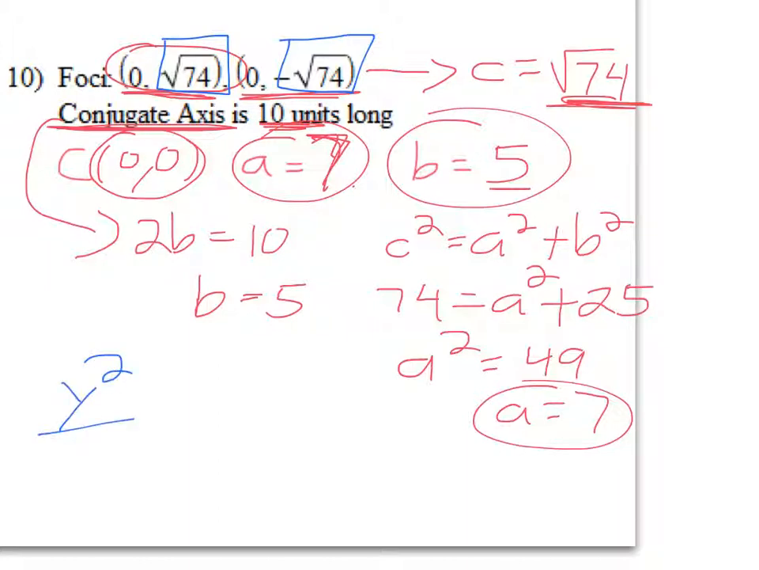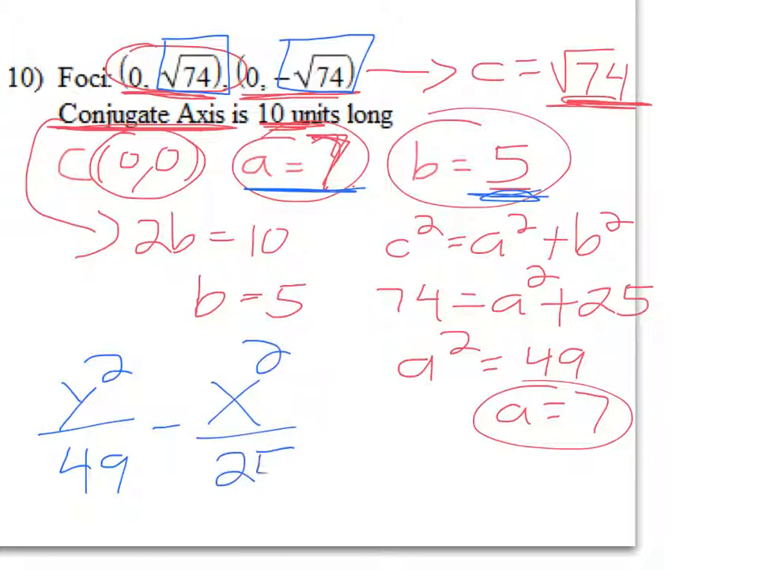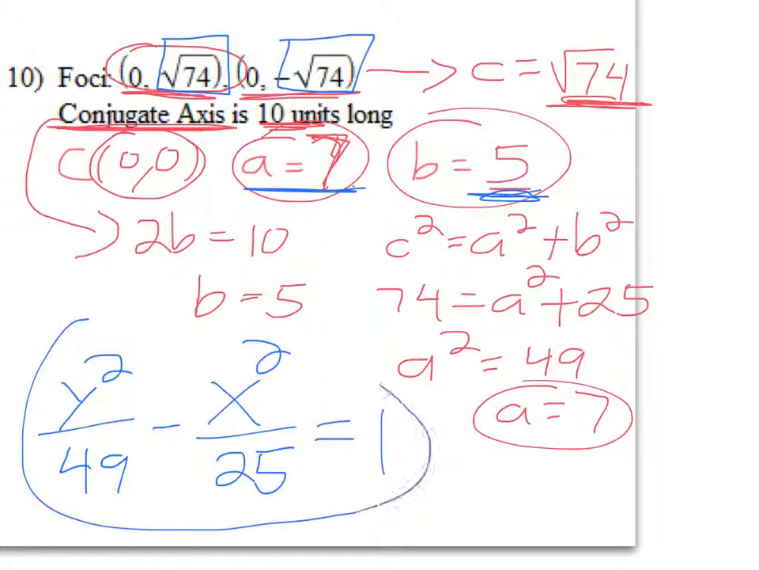Okay, that's over a squared. So if a is 7, we get a squared to be 49. Then we have minus x squared over b squared. And if b is 5, then we put 25. And then it just equals 1. So this is the answer to number 10 there.